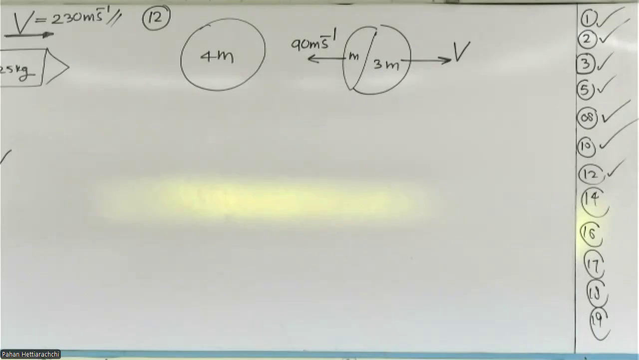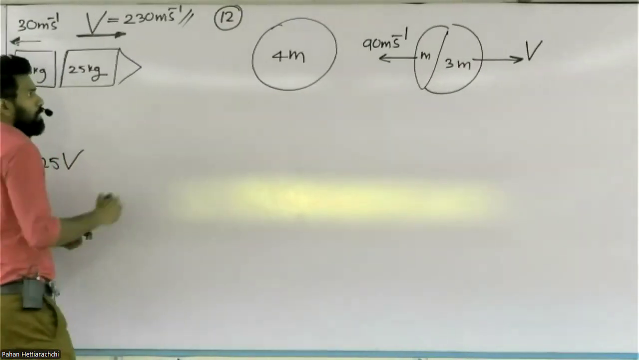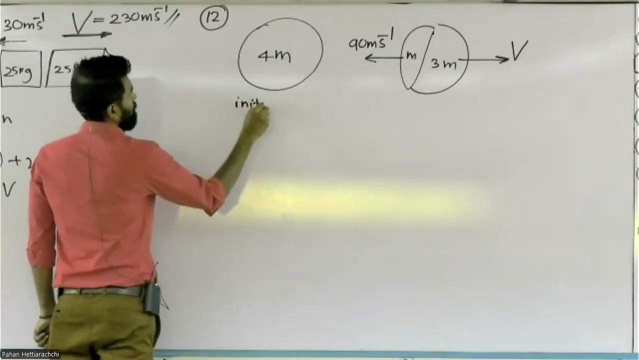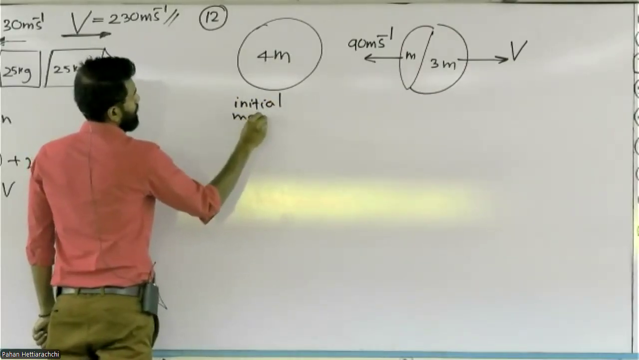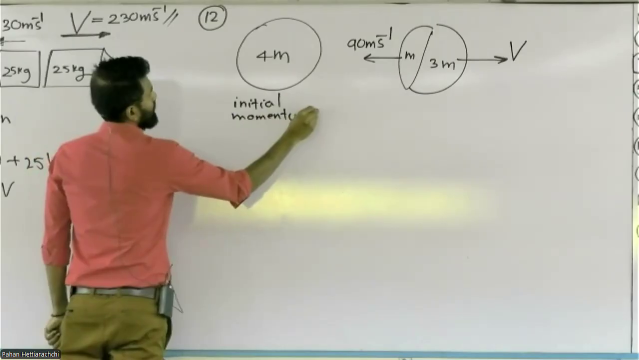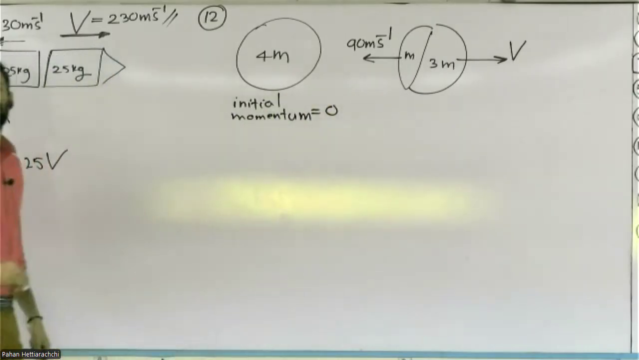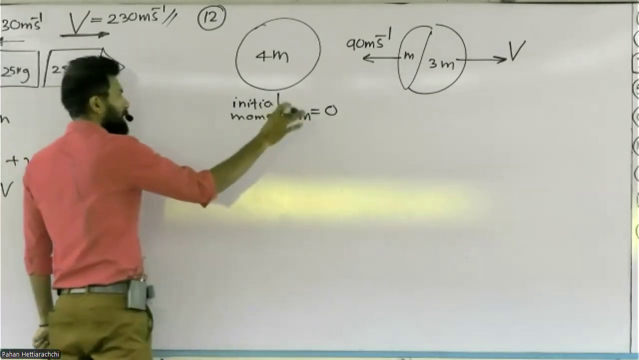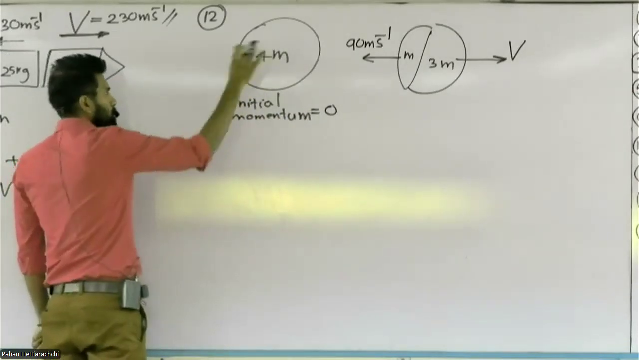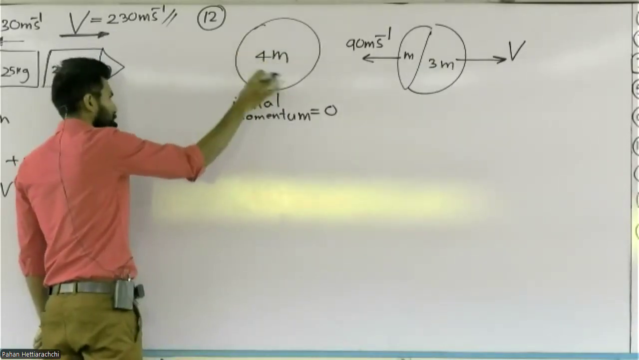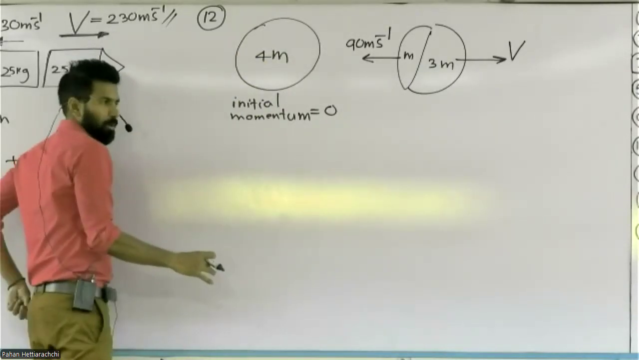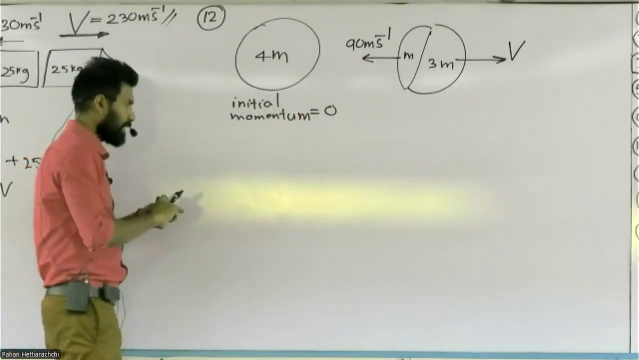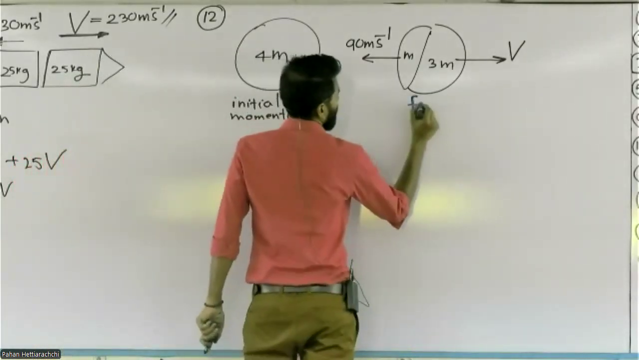Okay. Now look at the board. If it is a conservation, that means the final and initial values are the same. So what is the initial momentum here? It's 0. Initially the bomb is at rest, so the initial momentum is 0. If it conserves, the final momentum should also be 0.